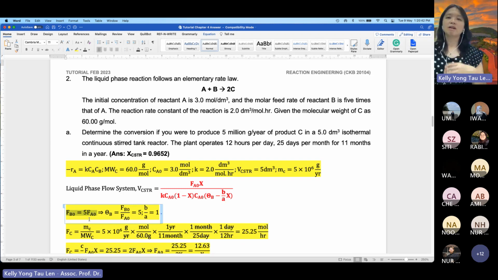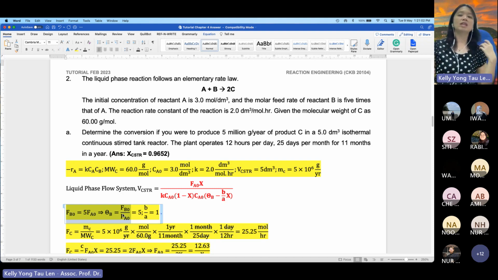So you may ask, apa pentingnya information ni? Kan kamu ingat, kalau kita tahu initial amount, regardless molar flow rate ke, concentration ke, mole fraction ke, when we know the perkaitan or the relationship, we can use it to find theta B. So that's the important thing. Dapat satu sentence ni, it actually tells you, you can use that sentence to find the correlation between FA naught dan FB naught, and subsequently you can use it to find theta B, which is now 5.